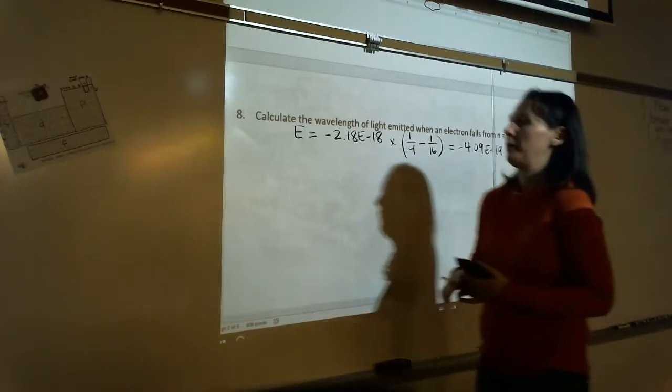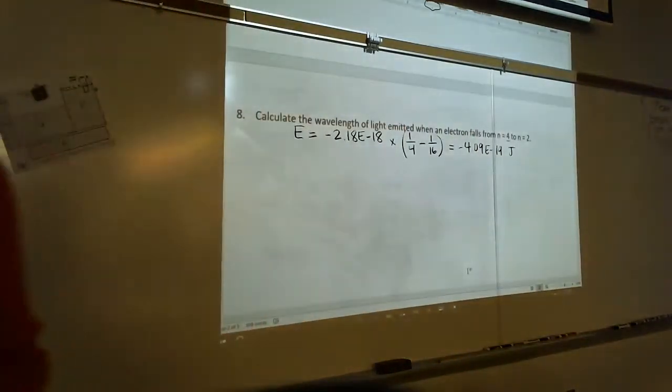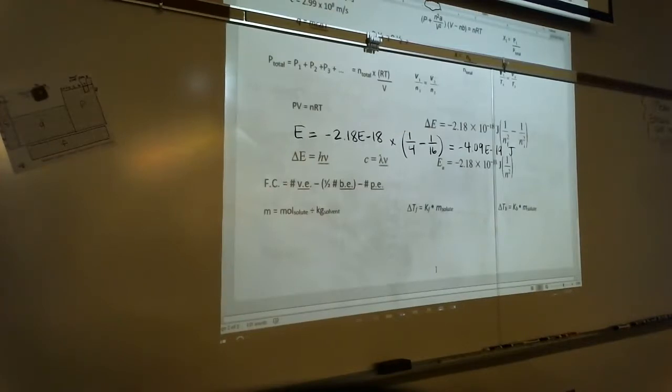Let's look at our reference page. What do we need to do next? Because we want wavelength. Oops. We gotta find the hertz of the situation. So we have to find the frequency, right? How do we do that?